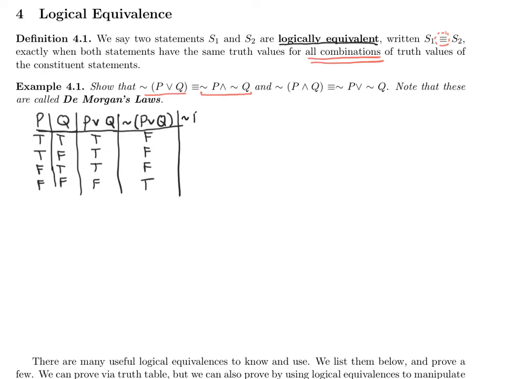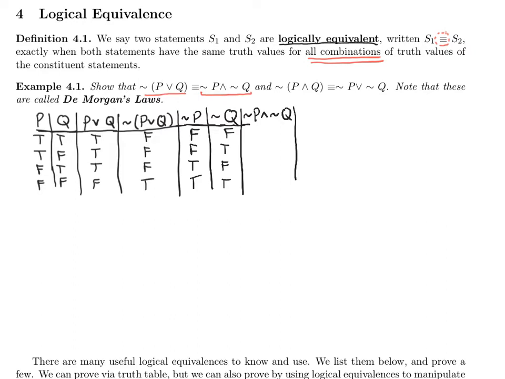So let's figure it out. We need not P and not Q. So let's figure that out. That's false, false, true, true, false, true, false, true. And then finally, the and of them. So we need not P and not Q. Okay, and remember, ands are only true when both are true, and both are true exactly in the last situation, and that's it. And it's false in the other situations. So you can see here, the negation of P or Q, and the negation of P and the negation of Q have the same truth values. So these are logically equivalent.